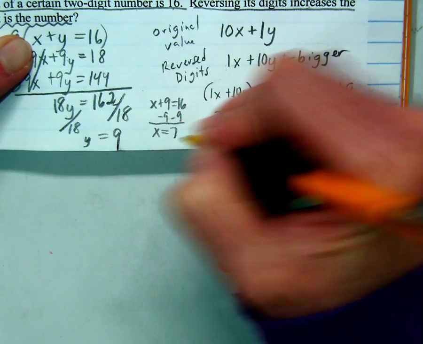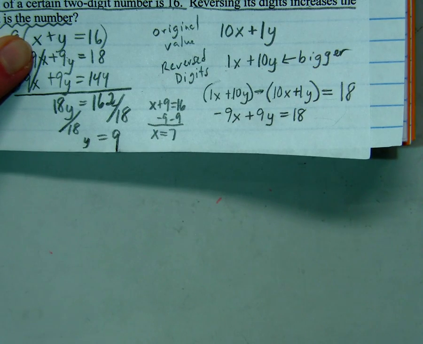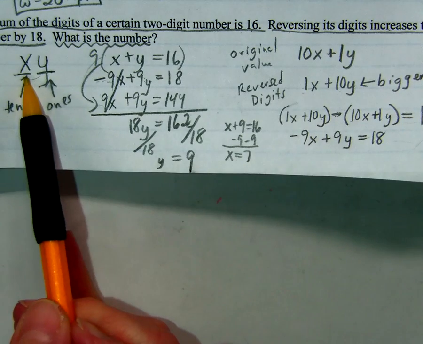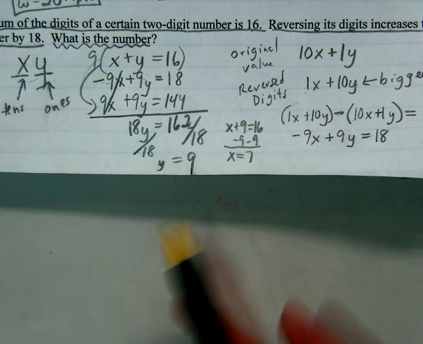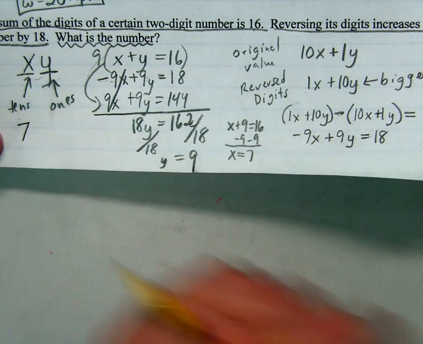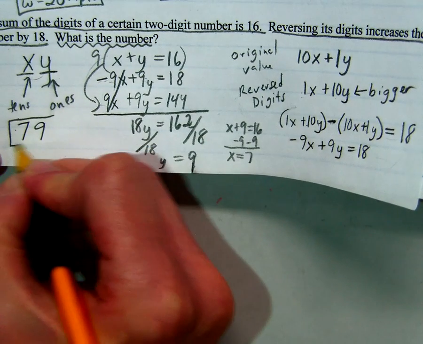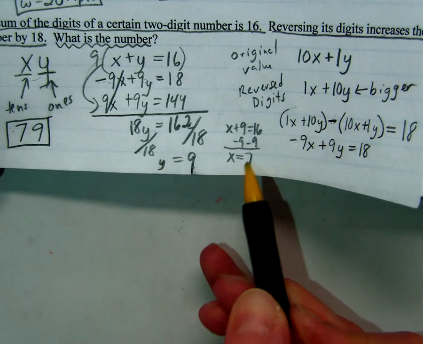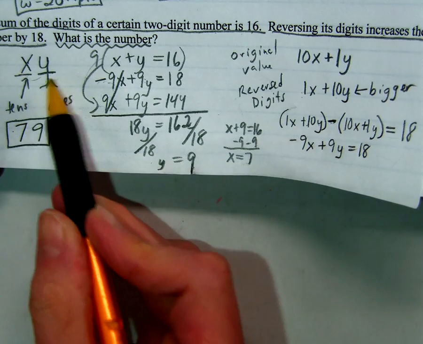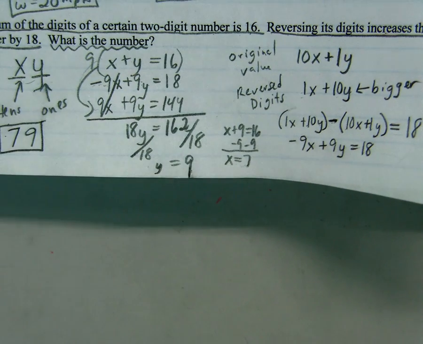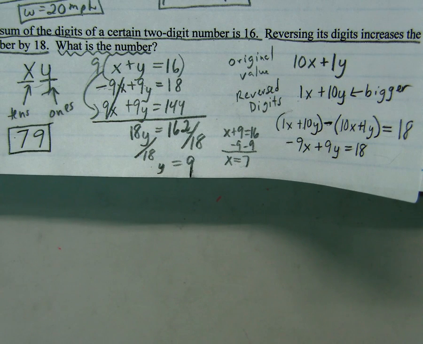Now, when we do the answer to this problem, we need to remember it is a 2-digit number, and we had x first and y second. So since x is 7, that's my tens place, and 9 is my ones, so it's 79. So 79 is the number we're looking for. We've got to go back and put that back into what our original problem was, and that's the original number. Okay, so that is the end of our examples.